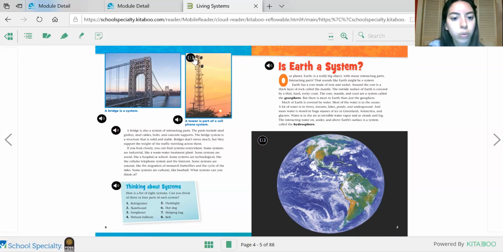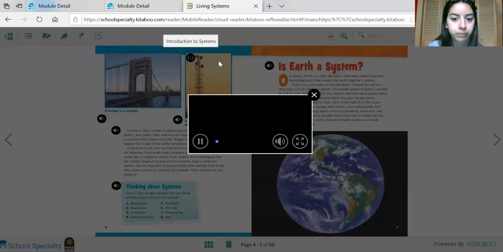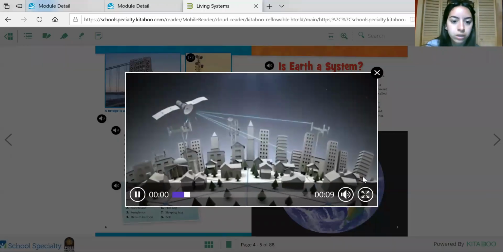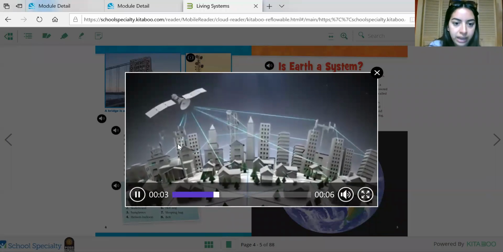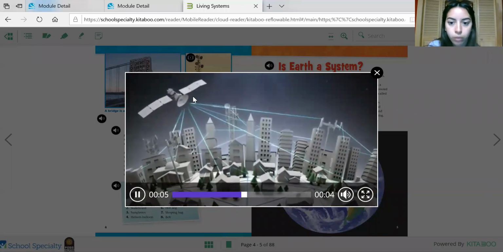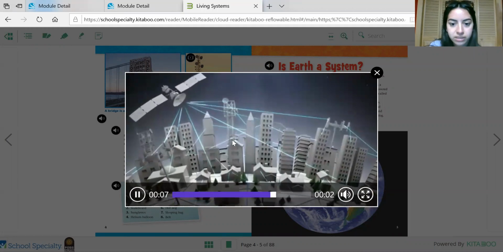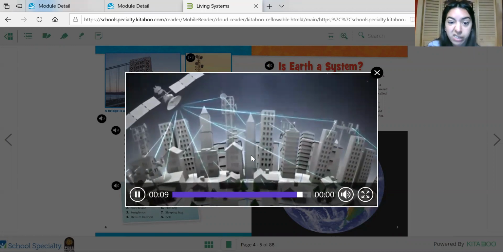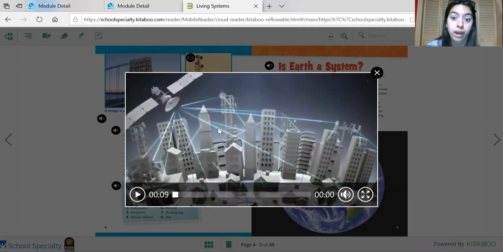So I can see there's a quick video here. It says, a tower is part of a cell phone system. So let's see. So here's the satellite, and you can see all the different parts that are working together. Without any of these parts, it wouldn't work as a whole.